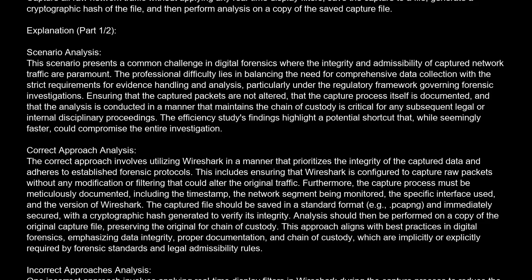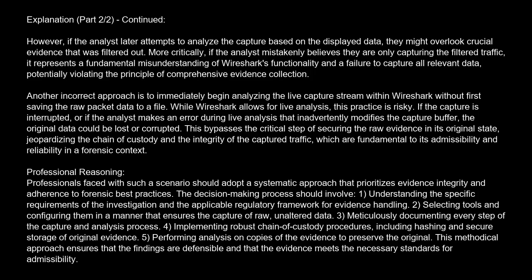Incorrect approaches analysis. One incorrect approach involves applying real-time display filters in Wireshark during the capture process to reduce the volume of displayed traffic. This is professionally unacceptable because display filters do not prevent the capture of the filtered-out packets. They merely hide them from view. However, if the analyst later attempts to analyze the capture based on the displayed data, they might overlook crucial evidence that was filtered out.